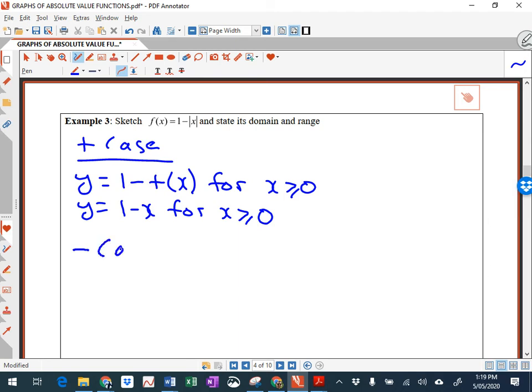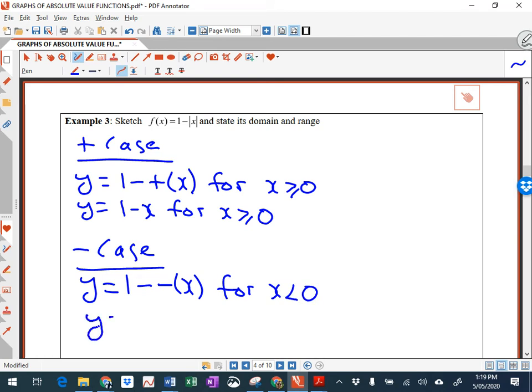And do the negative case. Negative case is y equals 1 minus. Now you put a minus in front of the x for x less than 0. So that gives you y equals 1 plus x for x less than 0. Okay, so let's look at that.